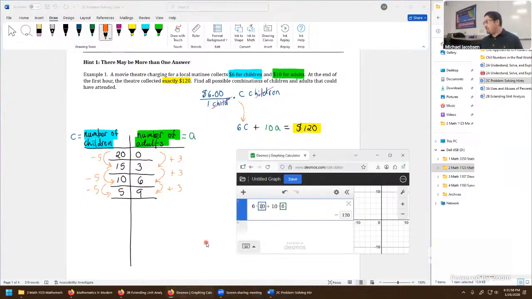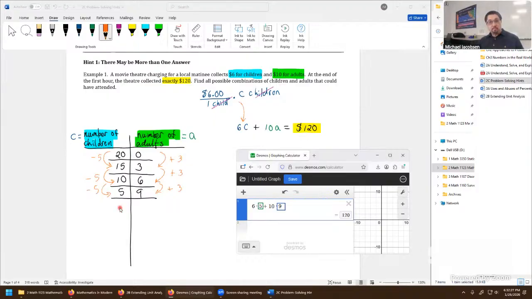So the next values are 5 for the number of children, and my box is now off. I did not expect that. Let me fix this. So 5 here for the number of children, and now change the number of adults. That one's increasing to a value of 9. Bounces to 120. We're just always trying to hit that target. So that's the next possibility.